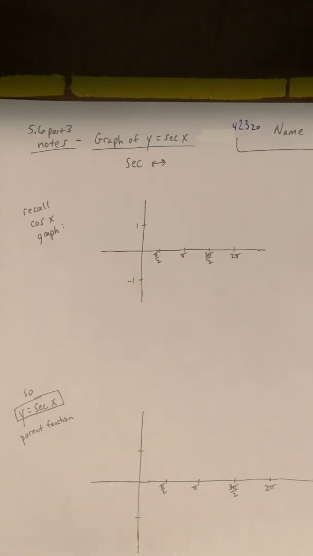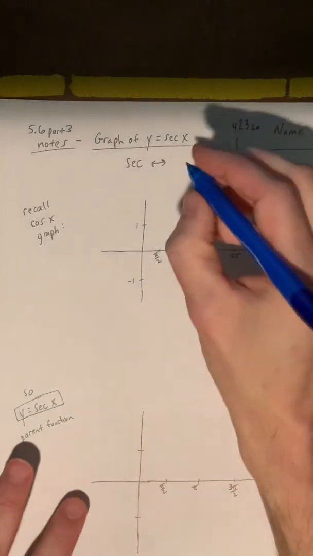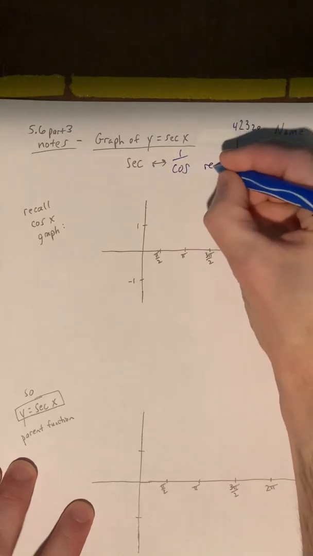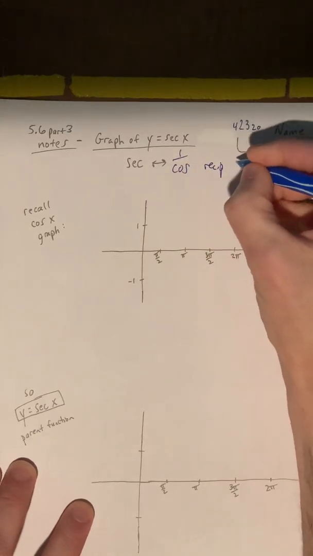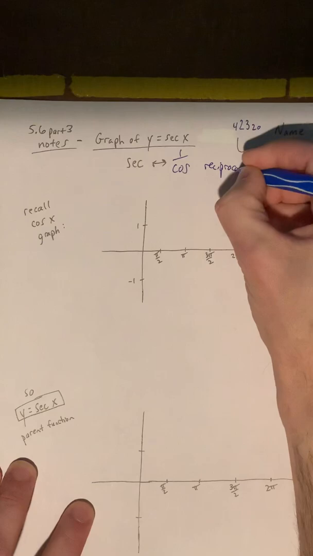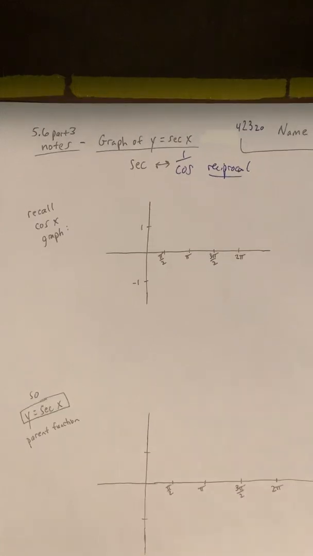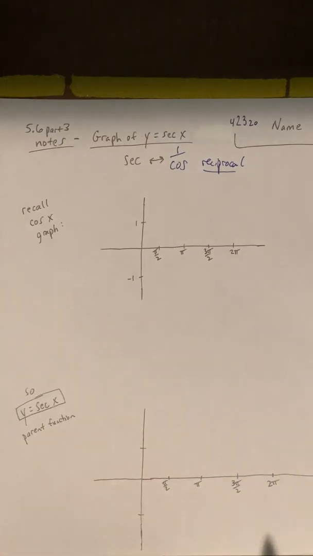Remember that secant is the reciprocal of cosine. It's the reciprocal or flipped cosine. Okay? So first, in order to see what the secant graph is going to look like, the flipped version of cosine, let's recall the cosine graph.